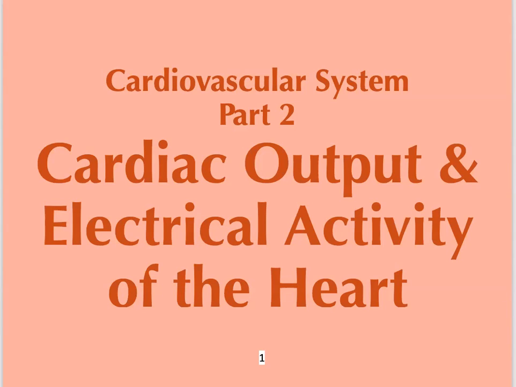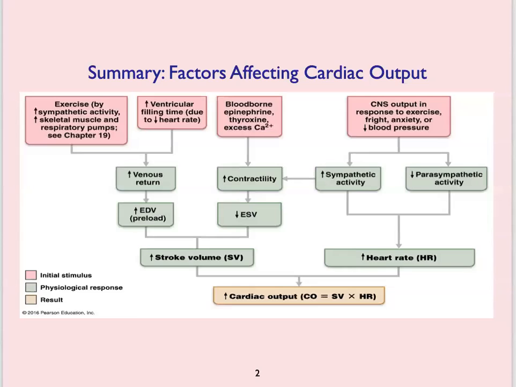In this second part of the cardiovascular system lecture, we'll be looking at cardiac output as well as electrical activities of the heart. So first, cardiac output. Cardiac output is a measure of how effective our heart is at pumping blood, ejecting blood to the pulmonary and systemic circuits. And this diagram looks at the factors that influence cardiac output.